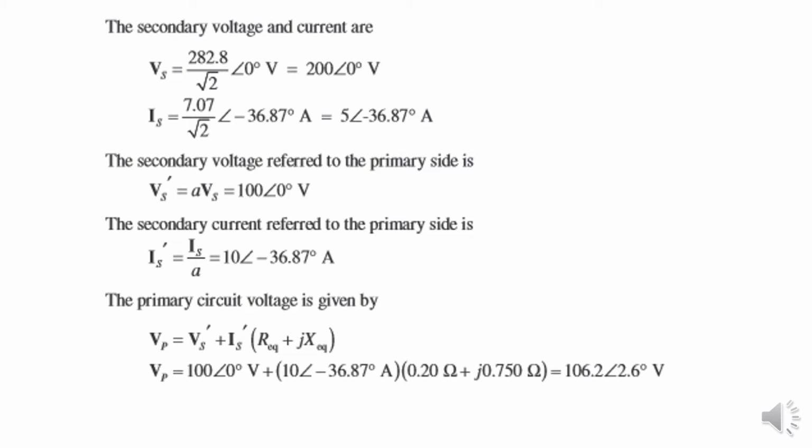Okay, then if you apply Kirchhoff's voltage law to the circuit, VP is equal to aVS plus IS over a multiplied by (REQ plus jXEQ). VS dash is actually aVS, and IS dash is IS over a. Therefore VP is 100 angle 0 plus 10 angle minus 36.87 multiplied by (0.2 plus j0.75) ohms, which gives you 106.2 angle 2.6 volts.